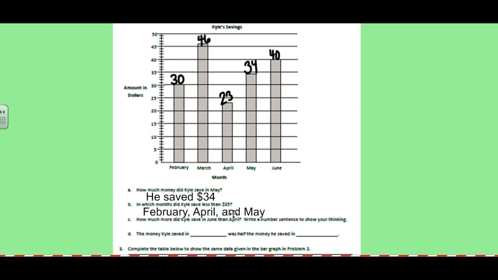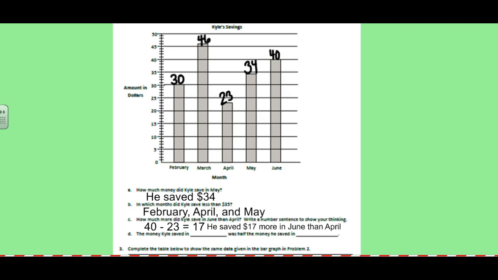Question C says, how much more did Kyle save in June than April? And it says, write a number sentence to show your thinking. So I'm going to let you go ahead and look at the bar graph and look at June and look at April. And it says, how much more did he save in June than in April? So answer that question and make sure you put a number sentence to show your thinking and how you solved it. When you're ready to check it, you can push play.